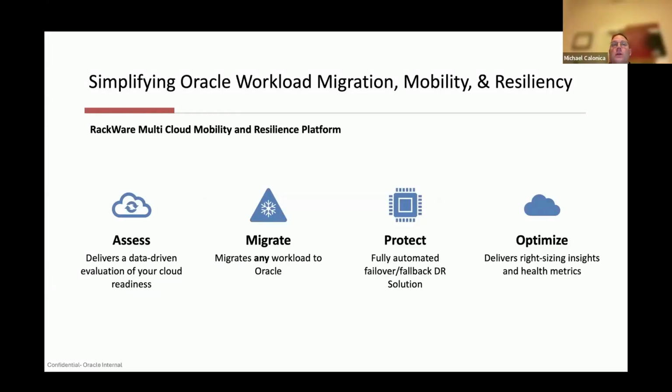When we talk about workload, it can mean physical, virtual, cloud, or even containerized workloads for that matter. And once you get through that execution phase, now you're in that protection phase. And this is where RackWare Disaster Recovery comes in. RackWare is a fully converged disaster recovery solution. It helps organizations with automated failover and fallback. And we help provide flexible RPO and RTO options depending on your business needs and SLAs.